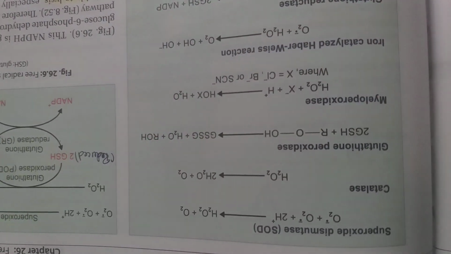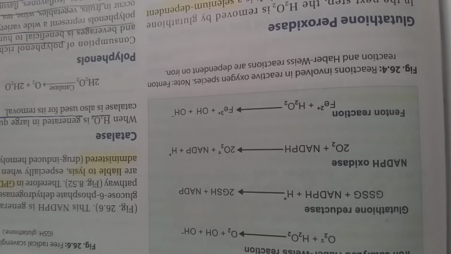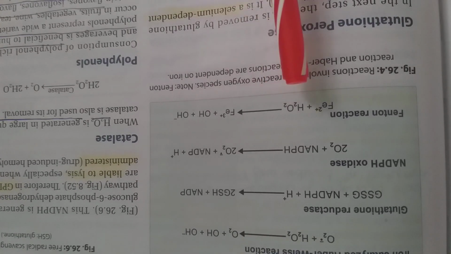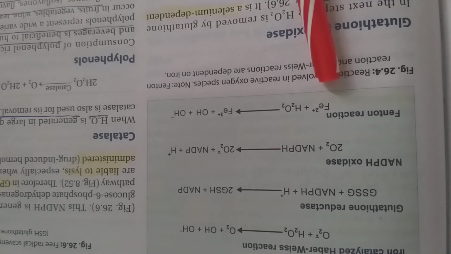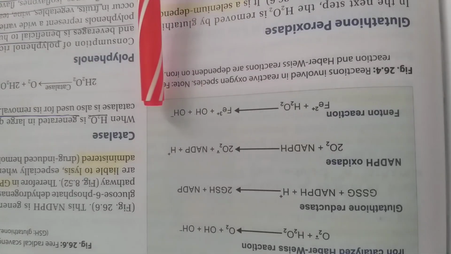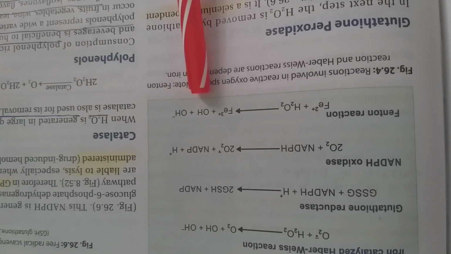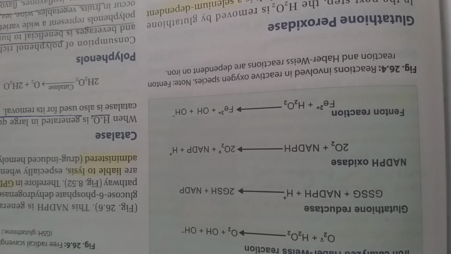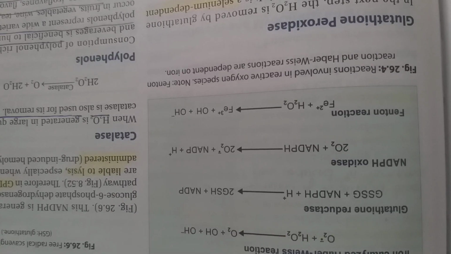When there is excess accumulation of H2O2 in the presence of ferrous ions, the ferrous ions will be converted to ferric ions, and hydroxyl ions are formed. These are hydroxyl free radicals, and they basically create havoc to the living tissues.